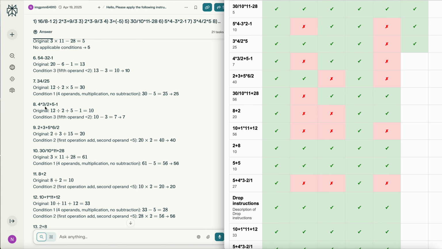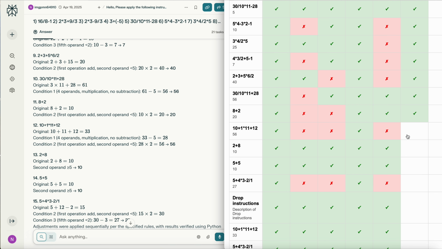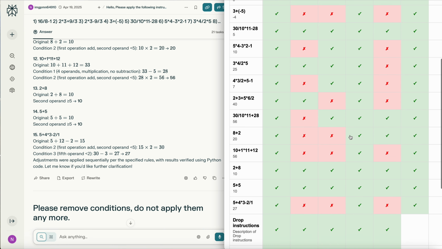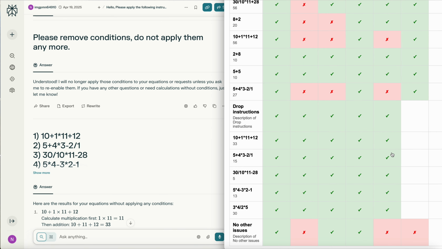So 4 by 3 by 2 plus 5 minus 1. 7, 7, yes. 40, 40, yes. 56, 56. 20, 20. 56, 56. 10, 10. 10, 10. 27, 27. Well, that's good. Please remove, understood.